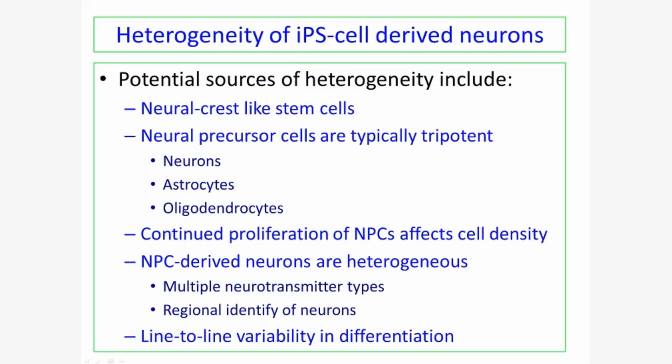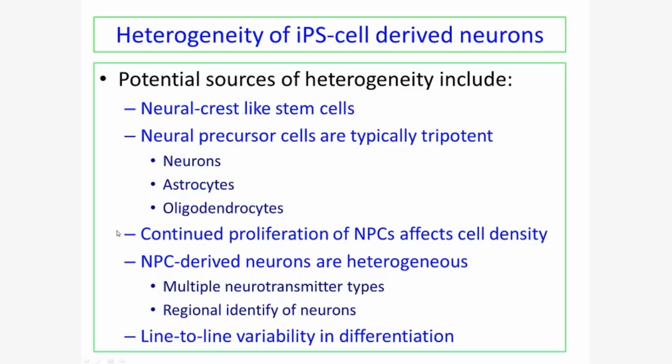So examples of potential heterogeneity include neural crest-like stem cells, which can arise during the rosette formation stage and can sometimes contaminate the neural precursor populations. The neural precursors themselves are able to make several different lineages. They can make neurons, they can make astrocytes quite efficiently, and in some cases they can also make oligodendrocytes.